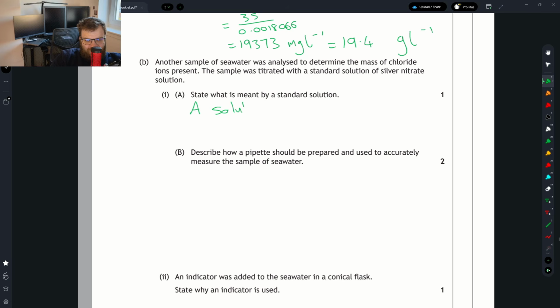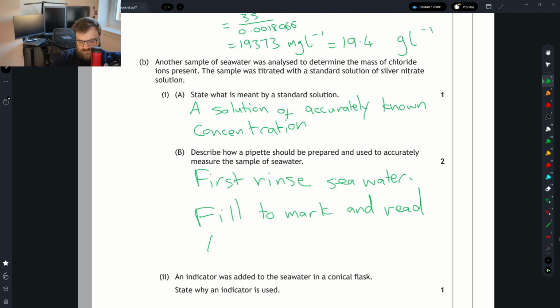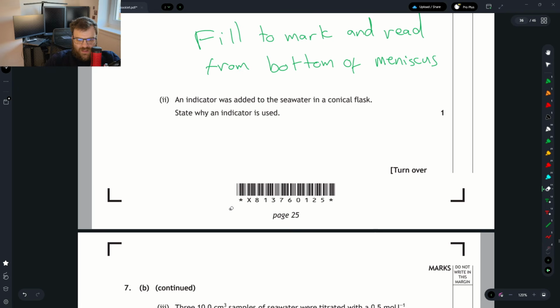You just need to memorize the definition. It's a solution of accurately known concentration, followed by how you use a pipette. You first rinse it with the substance that you're using it with. So first rinse with seawater. And then you want to fill to mark. And you always read from the bottom of the meniscus, the bottom of the little bubble on top of the liquid. And this question here, an indicator is used to identify the end point, so you can see when the reaction is finished.